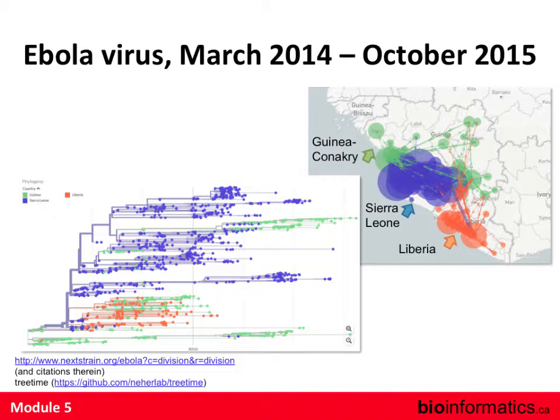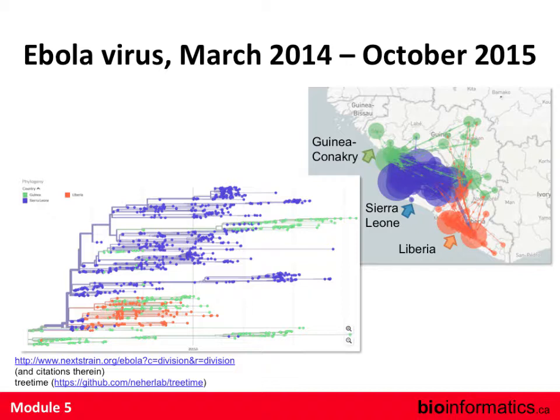So what do we see? What are your first impressions? What's going on here? Three points of entry? Okay, to the three different countries? Yeah. Okay. So what are you basing that on? The clusters and the map.